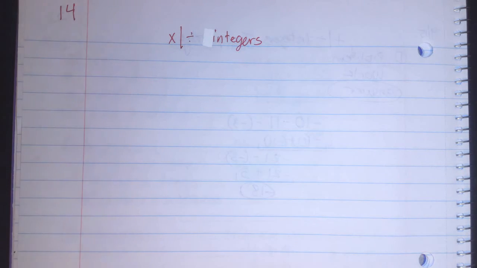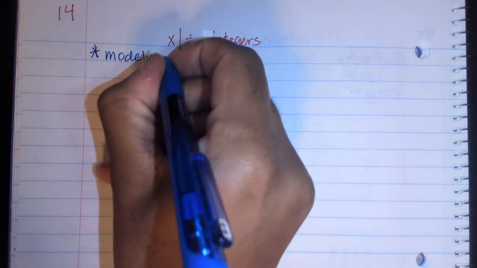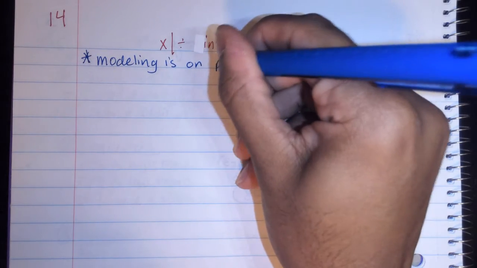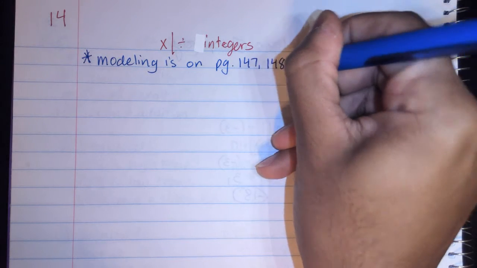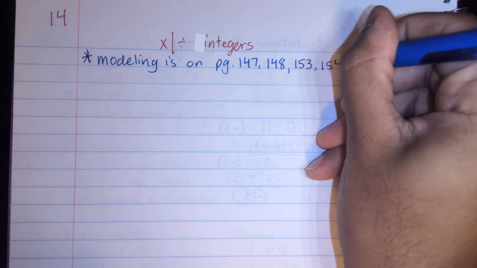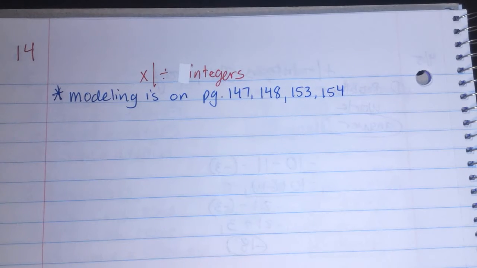Multiplying and dividing integers. I want you to put a reminder on here that we already did modeling, okay? So you can put as a note here that we did modeling, because I don't want us to have to rewrite everything. That modeling is on page 147, 148, 153, and 154. So when you do your review this weekend or anything like that, if you need to go back, you can go back to your textbook and see that, right? All of that information will be there.